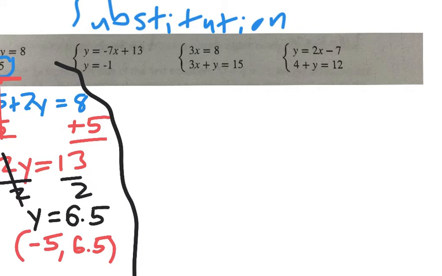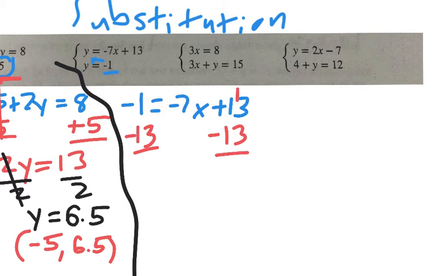So I already have a variable by itself. I know that y is -1. I'm going to plug -1 in for y. So that would be negative 1 equals negative 7 times x plus 13. And now we want to get x by itself. So because we're adding 13, I can undo adding 13 by subtracting 13. That gives me negative 14 equals negative 7x.